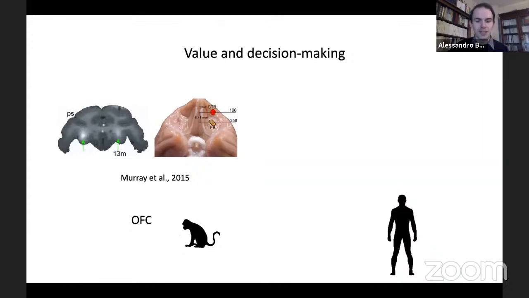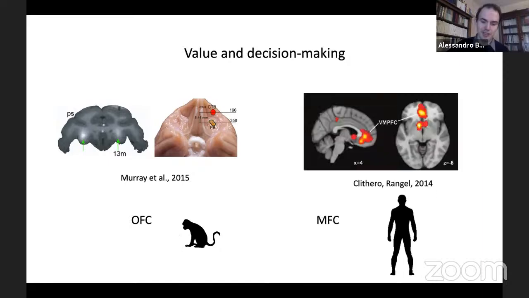But when you take a human and you do an fMRI study, you generally find that economic choice activates a different area, which is often called VMPFC, or in any case, medial frontal cortex extended to ACC. So is this a difference of species, or is it a difference of task or technique used and so on? This is a bit the question that we wanted to ask.